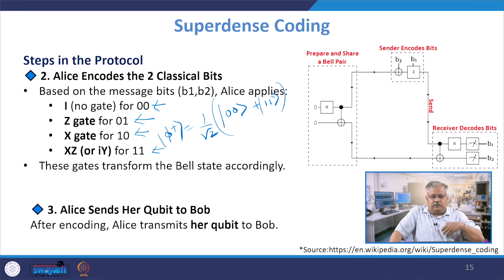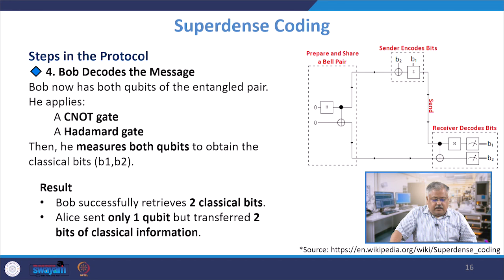Then Alice sends her qubit to Bob. In step 4, Bob decodes the message by doing the reverse. He applies a CNOT gate and a Hadamard gate. Initially you did a Hadamard then CNOT, now you do a CNOT then Hadamard, and he measures both qubits to obtain the classical bits B1 and B2. Therefore, the final result is that Bob successfully receives the two classical bits, whereas Alice sent only one qubit but transferred two bits of classical information.